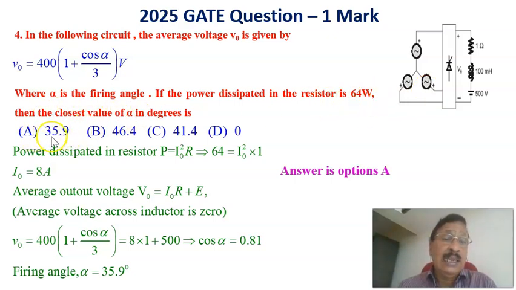The answers are: A equal to 35.9 degrees, B equal to 46.4 degrees, C equal to 41.4 degrees, and D equal to 0 degrees. That is the firing angle of this converter. So this is the question, and this is the circuit diagram.